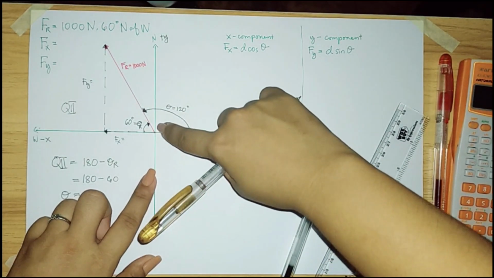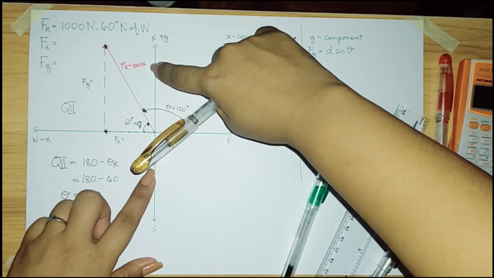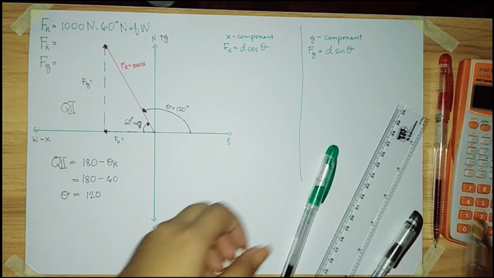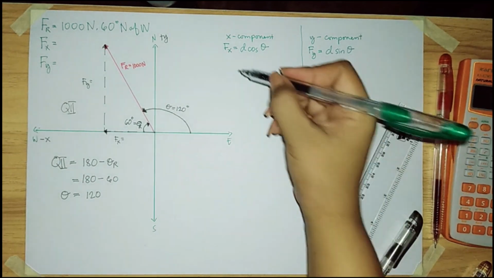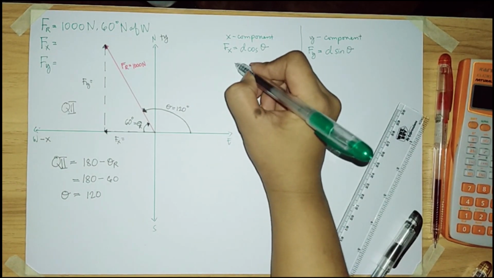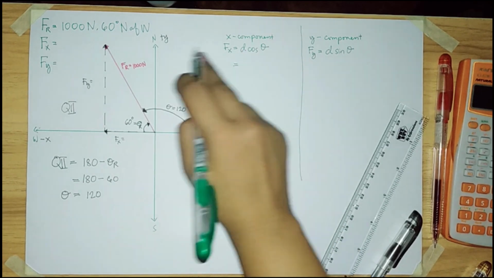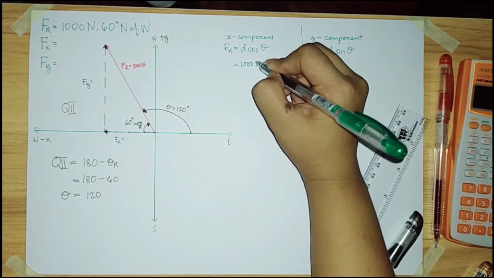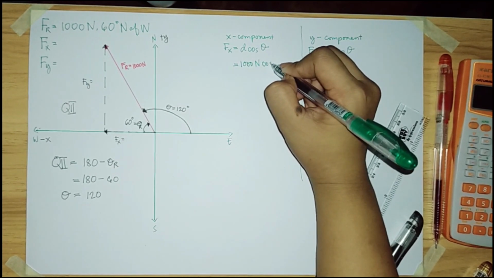Si North, nasa positive y siya na axis. So, there. Now, let us try to check our answers there. So, we have here our f sub x. For our d, we have here our magnitude, which is 1,000. So, just simply substitute. Then, let us have their cosine.